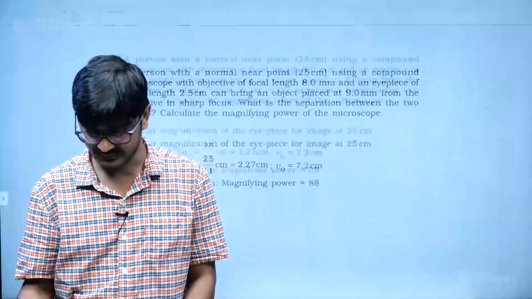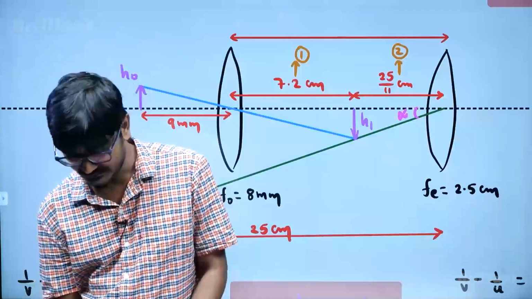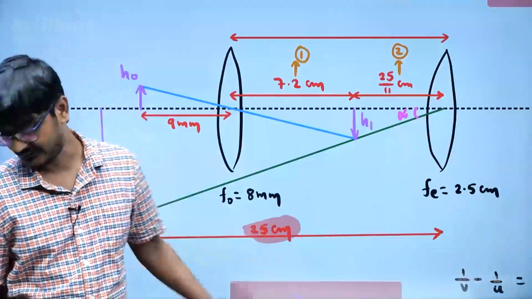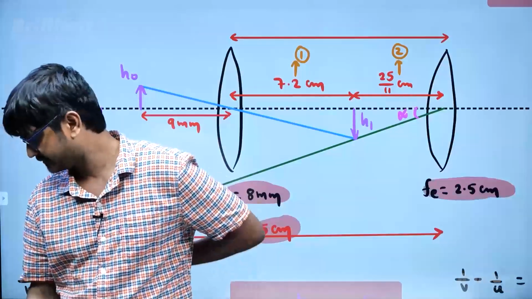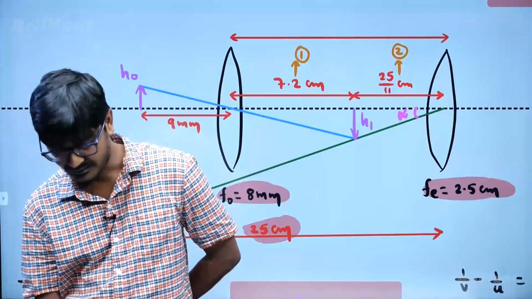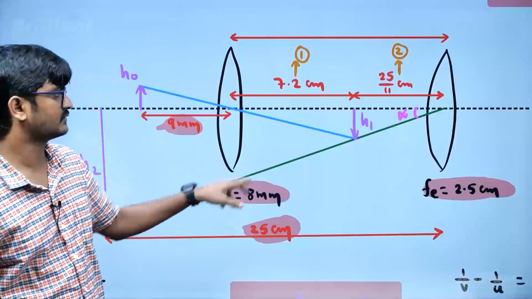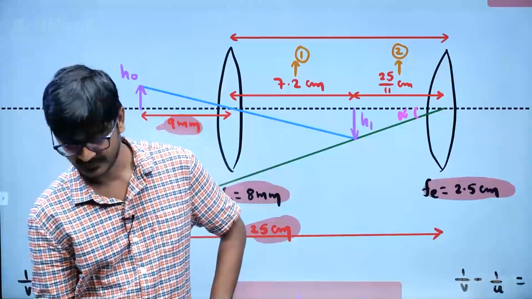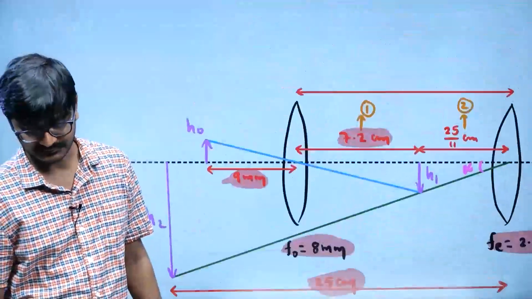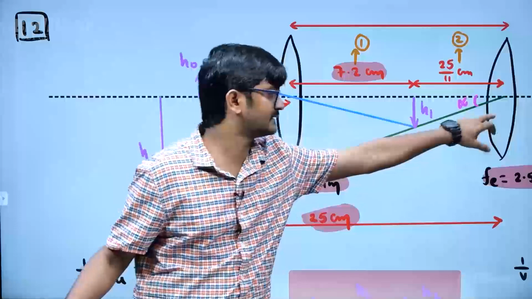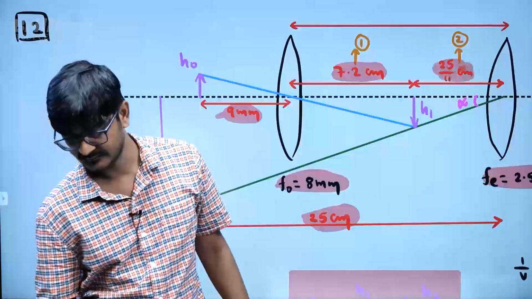Now we will draw the figure and see what all things are given. The final image has to form at 25 centimeter, the focal length of the objective is given, the focal length of the eyepiece is given, and an object is placed at a distance of 9 mm. Now I know the object distance and the focal length, so I can find the image distance using this way. Now for the second lens, I know the focal length and the image distance, so I can find the object distance, right?